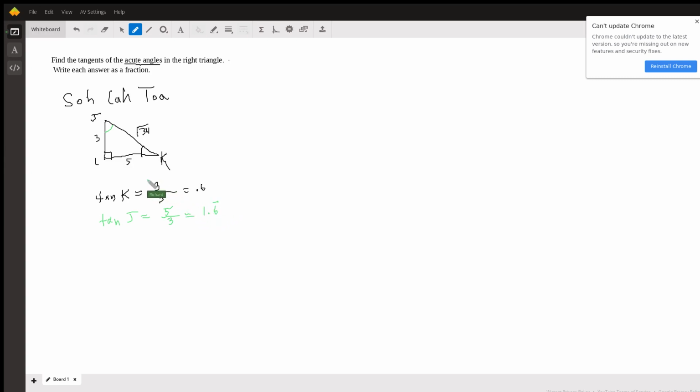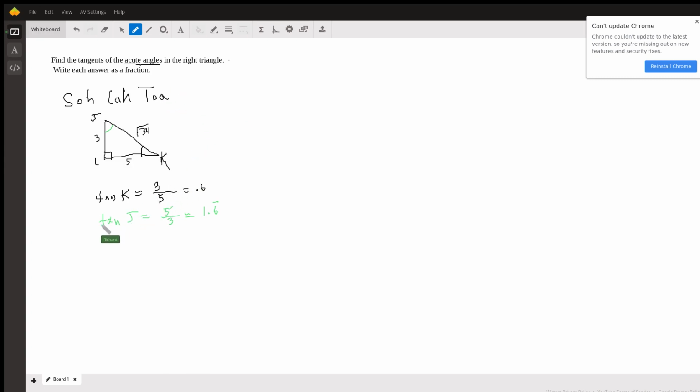Most teachers are going to be perfectly happy with 3 over 5 or 5 over 3. The question's not asking this, but I'm just going to point out to you that J and K are complementary angles. They add up to 90 degrees. And the tangent of one complementary angle is equal to the cotangent of the other complementary angle. And that might be what inspired this problem.